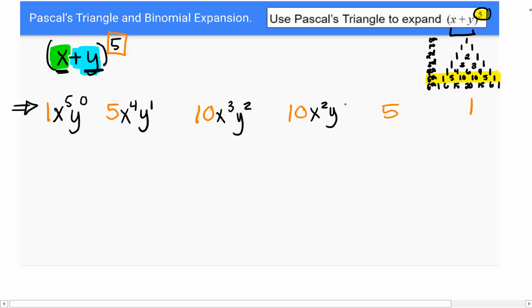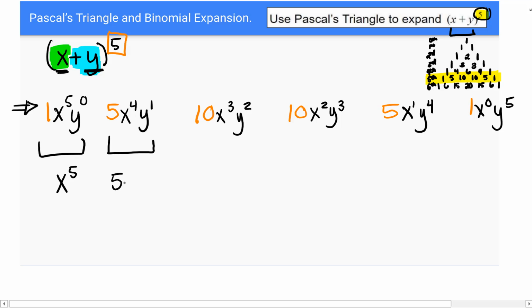Y is to the power of 3 because y's are ascending. X is now to the power of 1, and y is to the power of 4. Again, the sum of those exponents must always be 5. And then x to the power of 0 times y to the power of 5. To simplify, the first term is 1x to the 5, y to the 0, so that's just x to the power of 5. The second term is 5x to the 4, y to the 1.